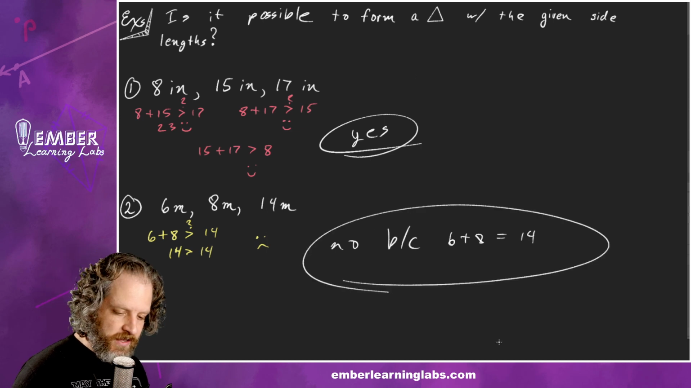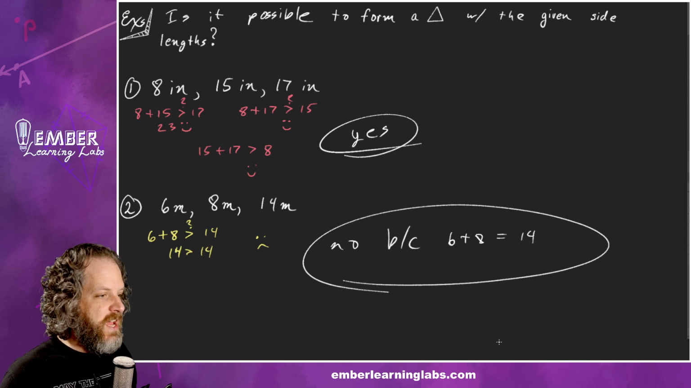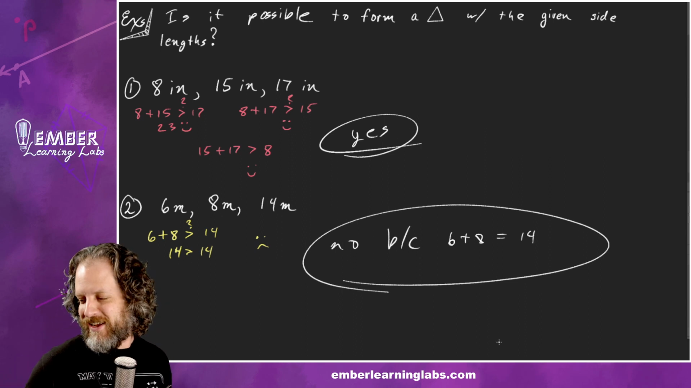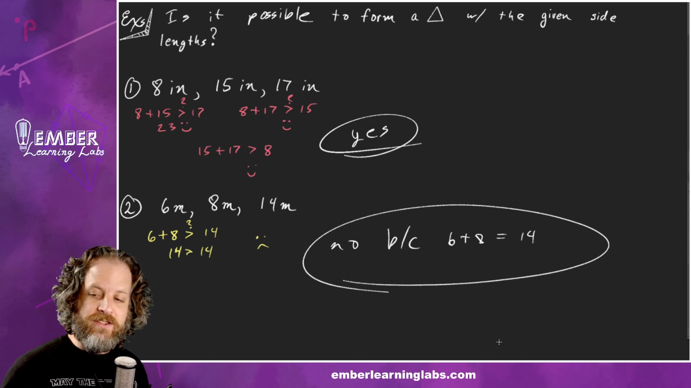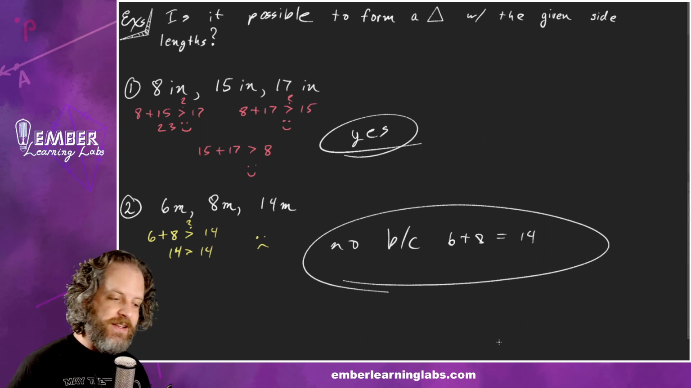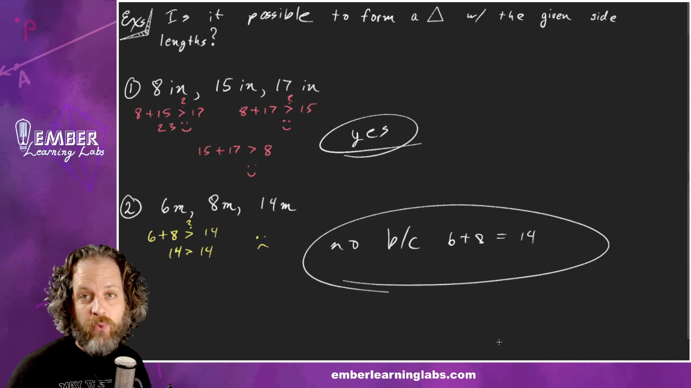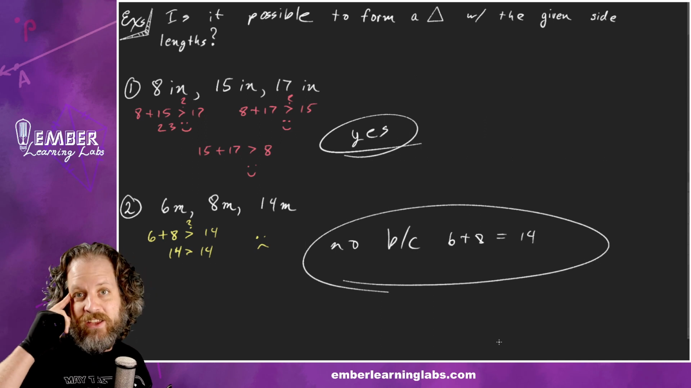Easy peasy, lemon squeezy, and that's actually it. That's all there is to this lesson. We're not covering anything else. Well, we've got one more lesson in this unit. We're going to talk about hinge theorem and some other things like that. And then we'll be through with this unit.